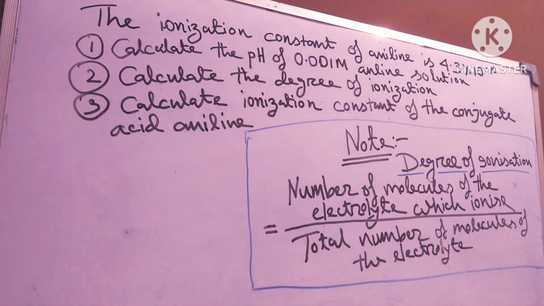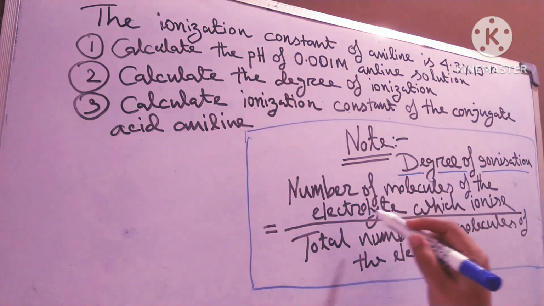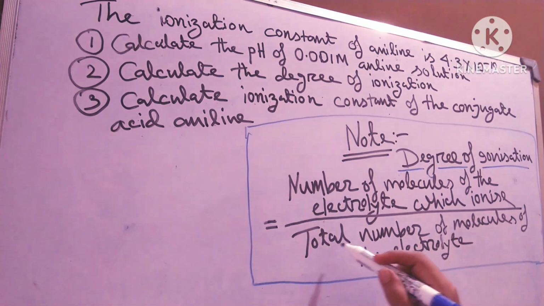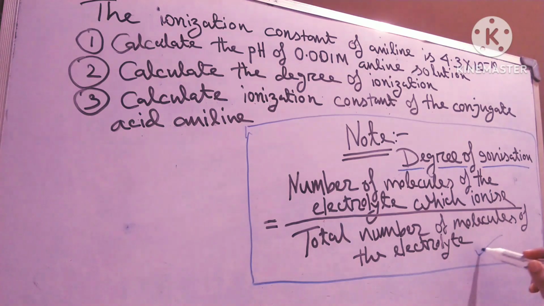So we need to know, at first, the degree of ionization: the number of molecules of the electrolyte which ionize, and the total number of molecules of the electrolyte. So friends, this is important. Note: the number of molecules of the electrolyte which ionize and the total number of molecules of the electrolyte.